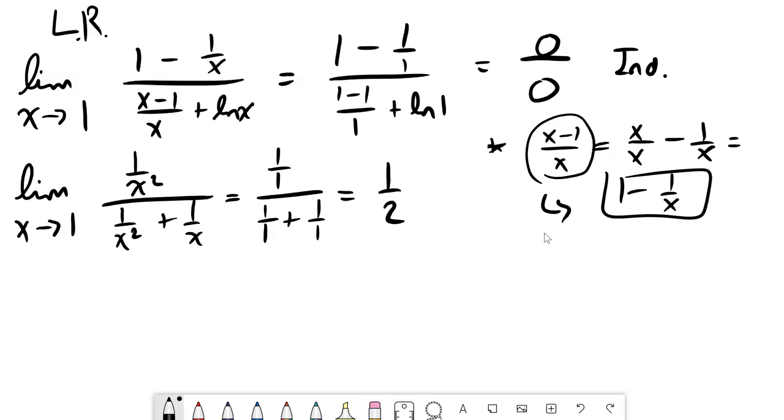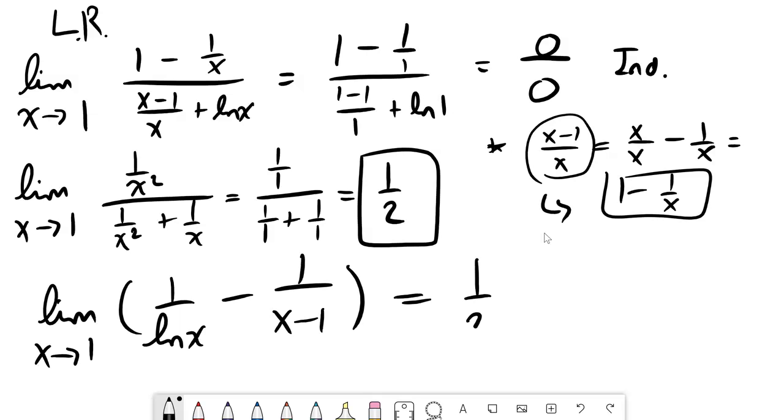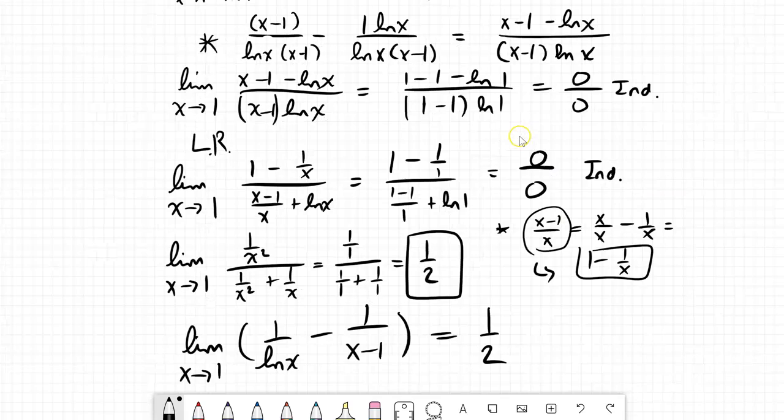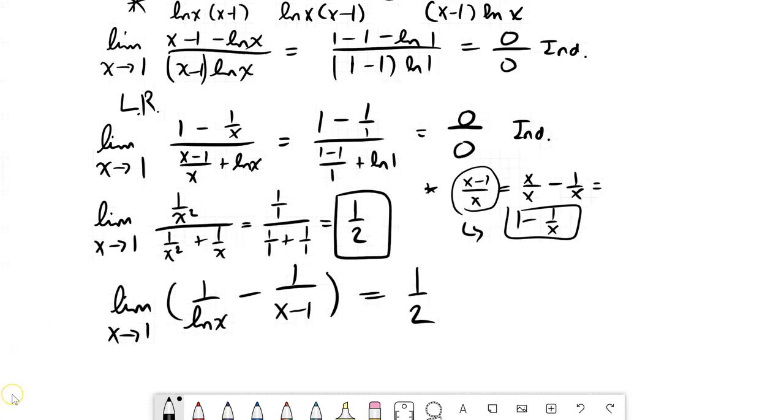So then we basically found the answer. Our overall limit as x approaches 1 of the original function, 1 divided by natural log of x minus 1 over x minus 1, is simply 1/2. I found that through multiple usage of L'Hopital's rule and some algebraic manipulation to get it into a type of quotient. So that's the ideal process for dealing with these types of indeterminate forms.